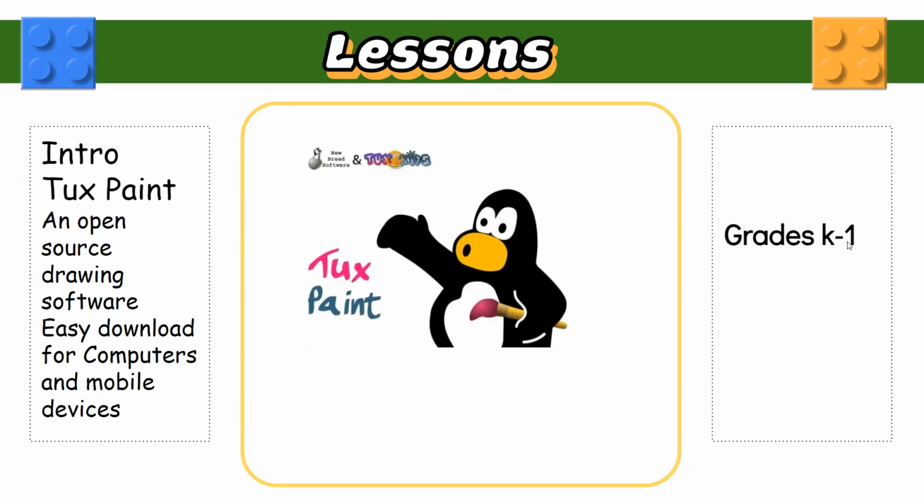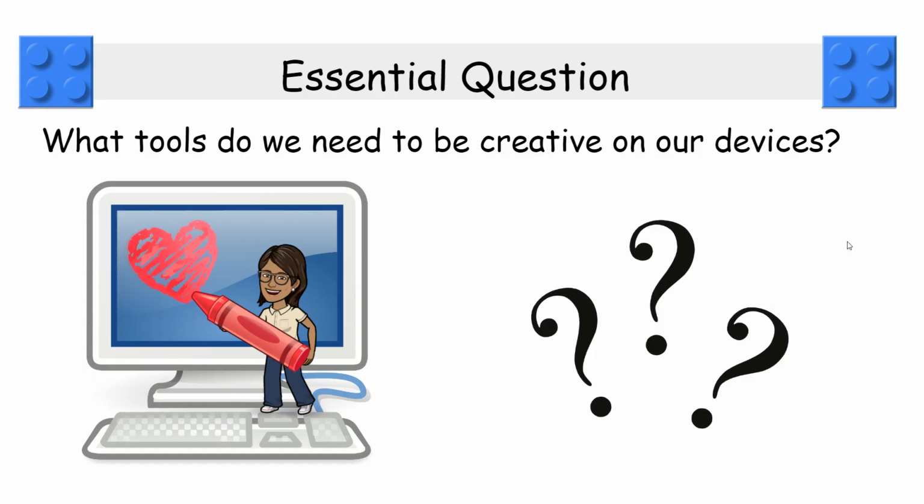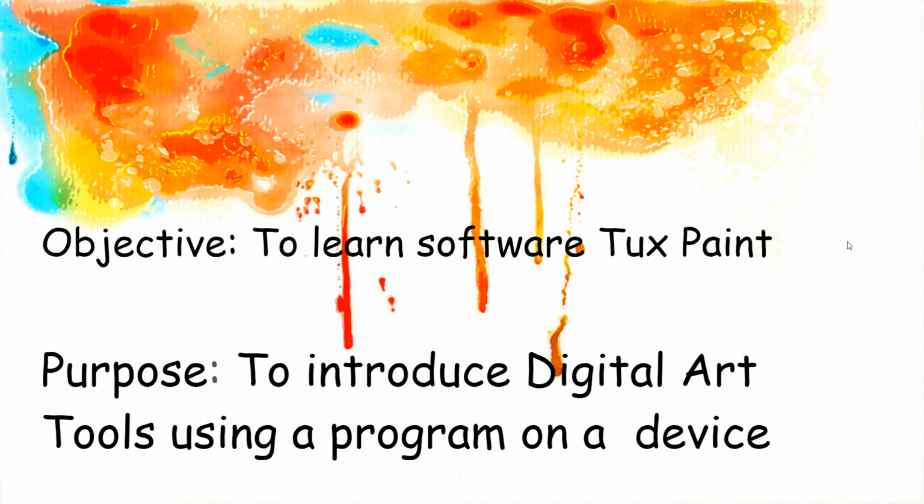Let's take a look at a lesson that is used for grades K through 1. This is an introduction of Tux Paint. Tux Paint is an open source drawing software. It's an easy download for computers and mobile devices. The lesson begins like this: what tools do we need to be creative on our devices? I always have the students sit on the carpet to watch these presentations.